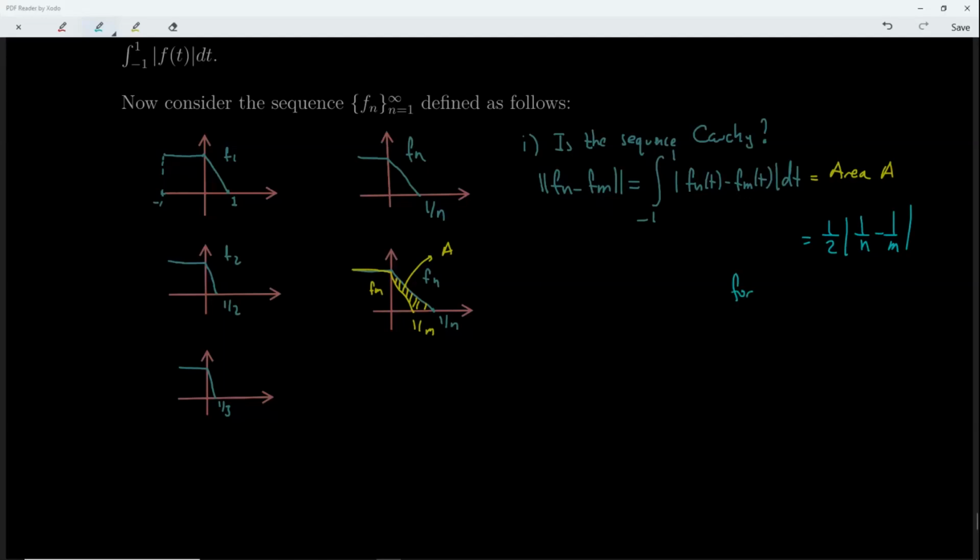So for n or m greater than n, that value will be for sure less than or equal to 1 over 2 of the absolute value of 1 over n. Even in the worst case, one of them goes to 0, the other one stays there, and that will be less than 1 over n.